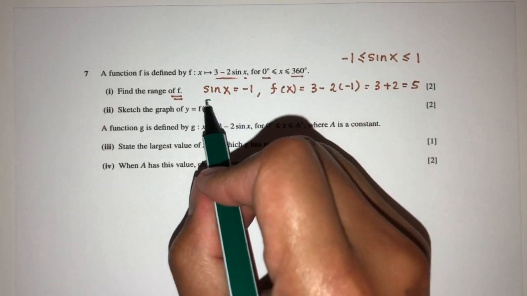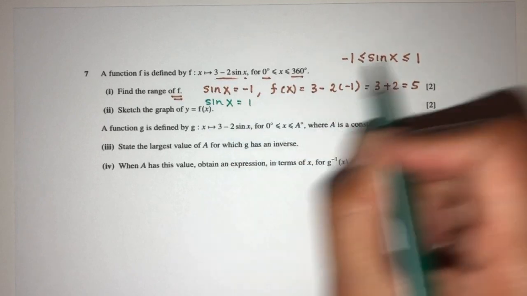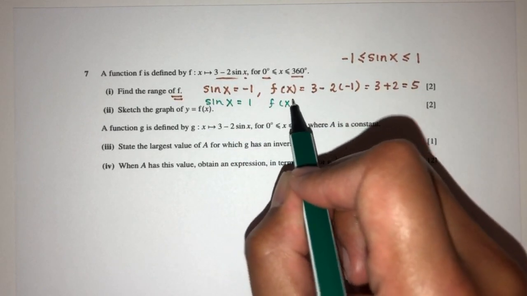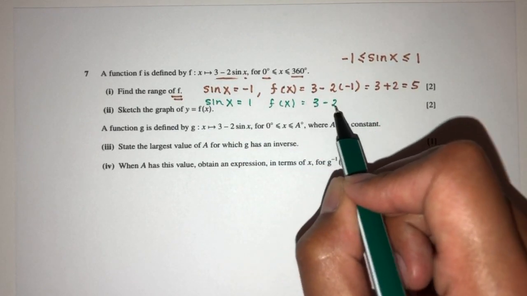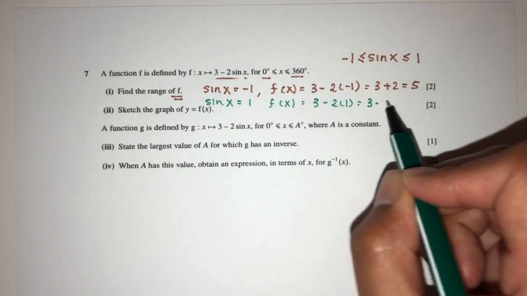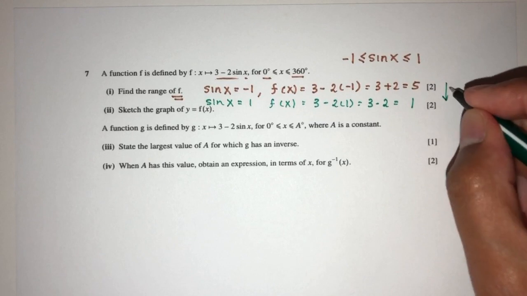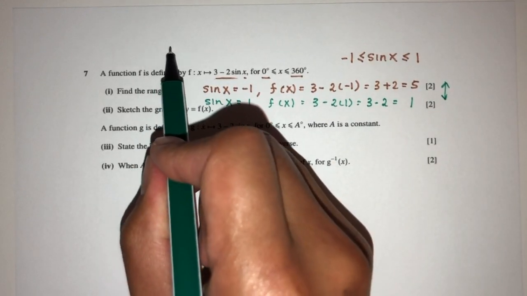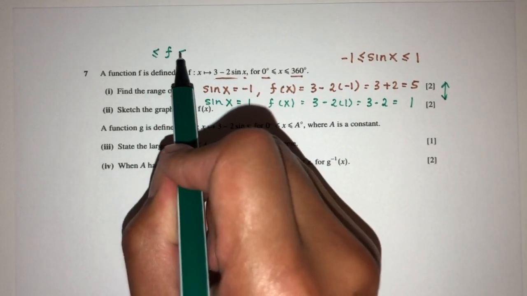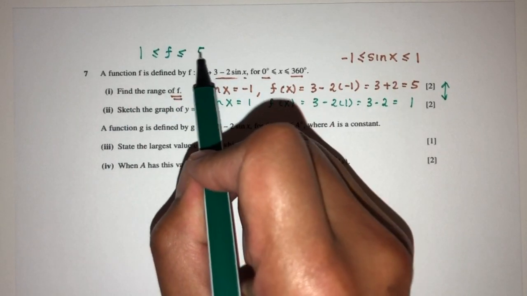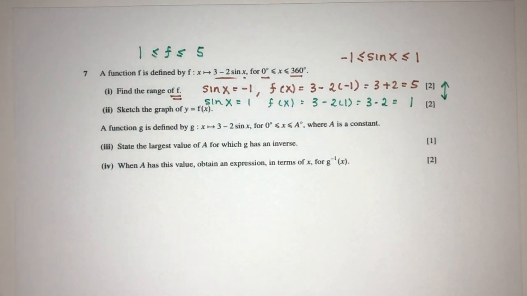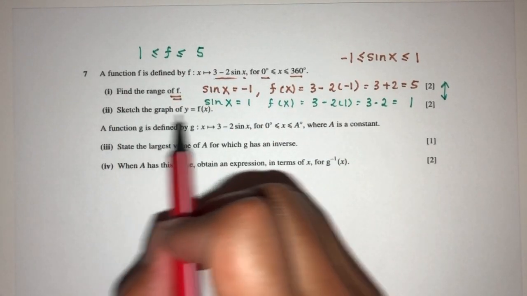And then what if sine of x is equal to 1? That will be f of x equals 3 minus 2 times 1, 3 minus 2, that should be 1. So the range is between those two values, so we can write the range of f, or y, is between the values of 1 and 5 for part 1. Now for part 2, we have to sketch the graph of this.